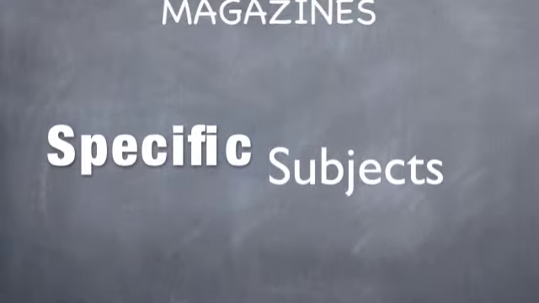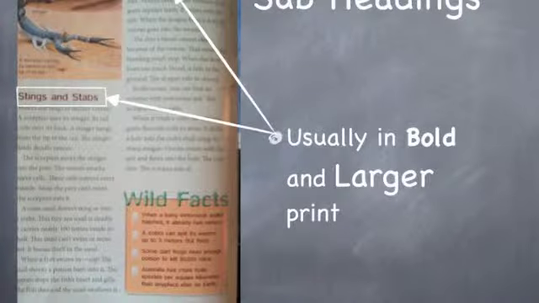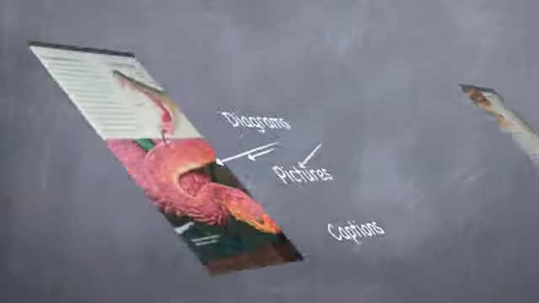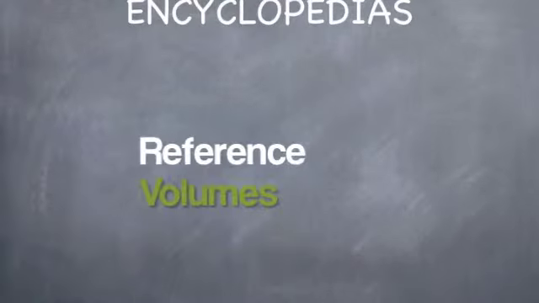Magazines will give you specific information about specific subjects. The heading will help you locate the specific subject or article you want to read about. The subheadings will give you specifics about that section in the article. Diagrams, pictures, and captions help us better understand what information we are reading about.